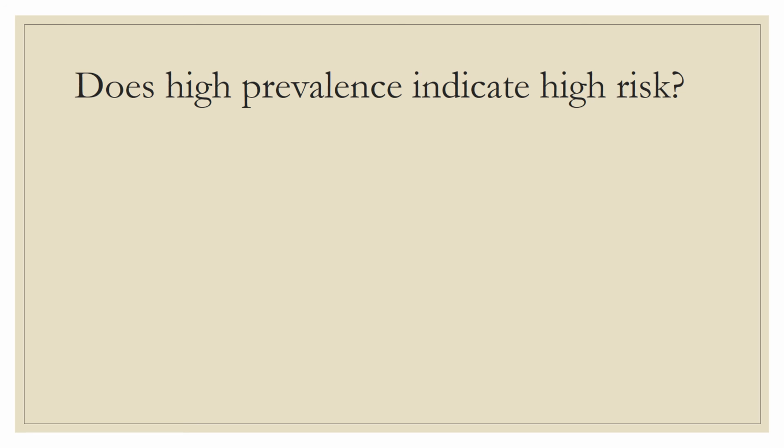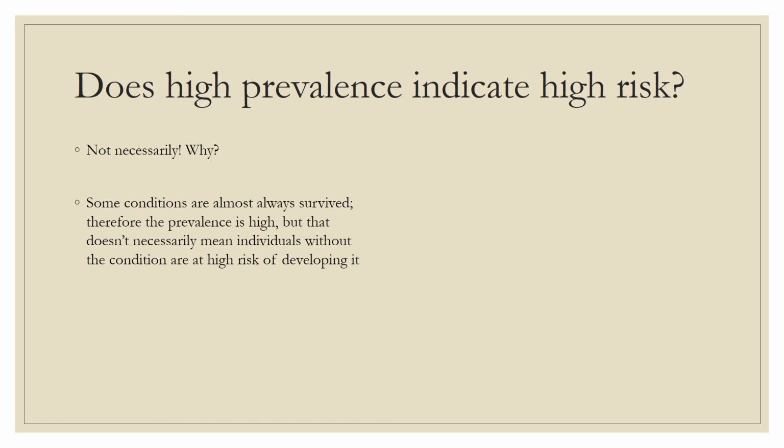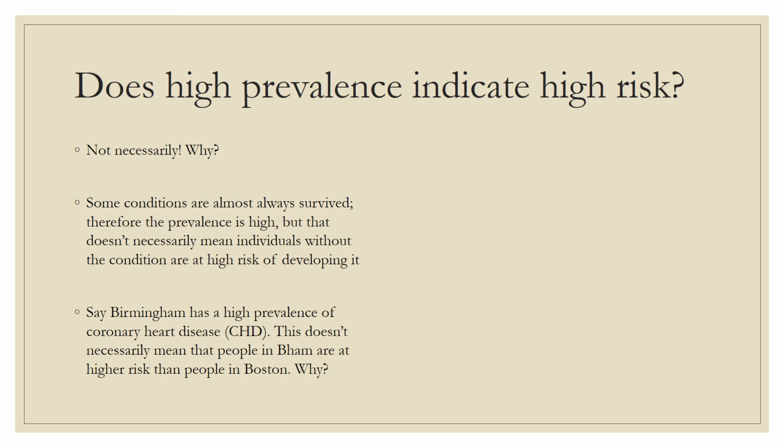This is an important question to think about. Does high prevalence indicate high risk? The answer is it can, but not always. The reason is that sometimes conditions are survived over the long haul. Therefore, the prevalence of the condition is actually very high. A lot of people have it, but that doesn't necessarily mean people are constantly developing the disease. So you could have high prevalence but not high incidence.